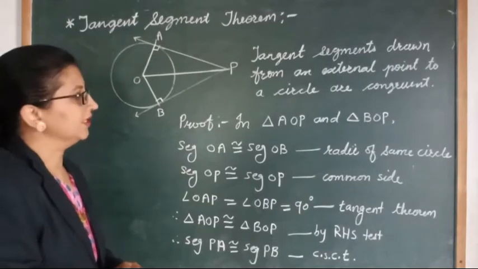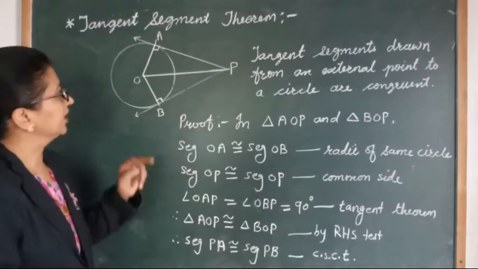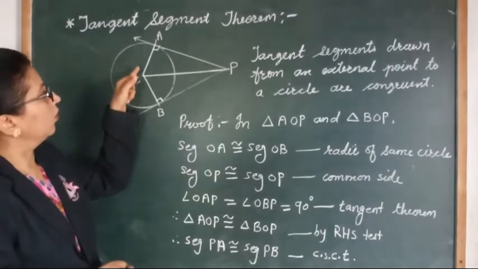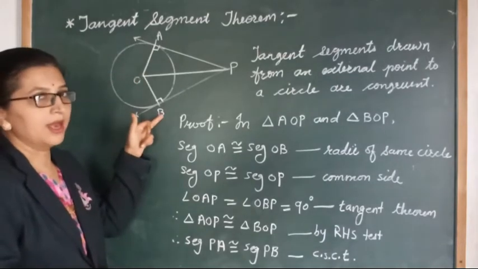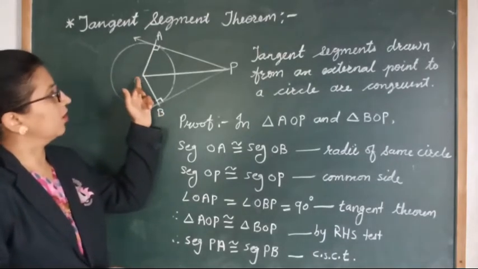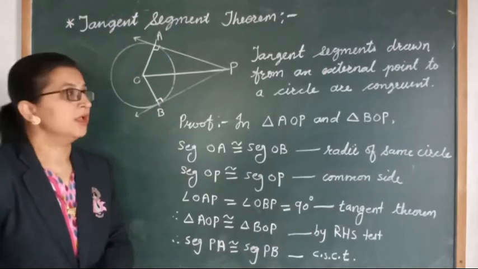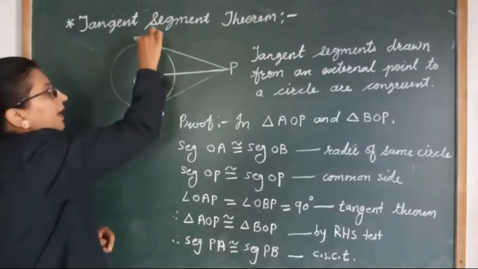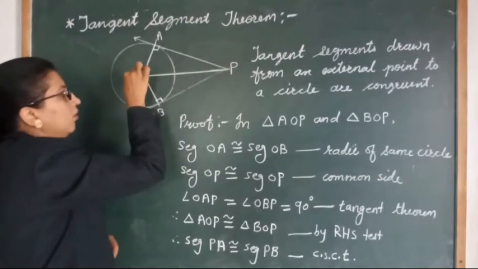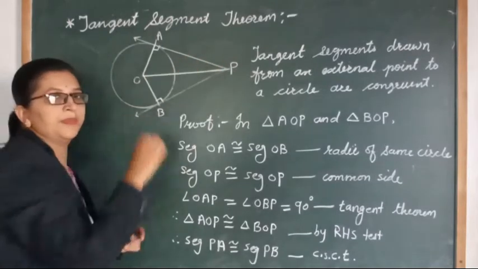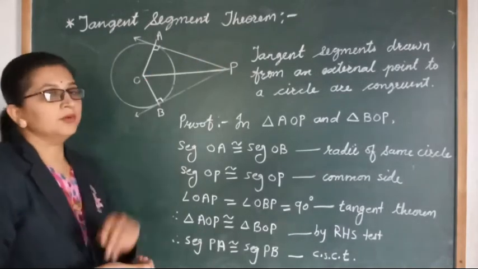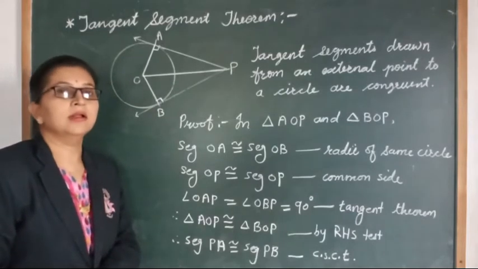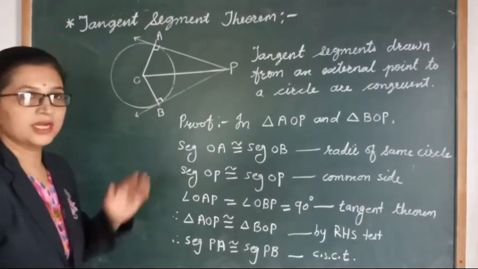For this we do the construction: draw segment OA and, at the same time, draw segment OB. In this way we get two triangles, triangle OAP and triangle OBP. Now we will try to prove that these two triangles are congruent. So let's prove this.